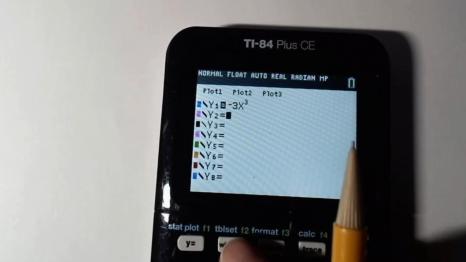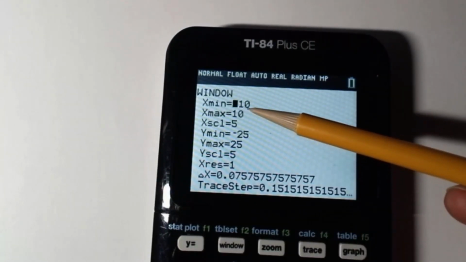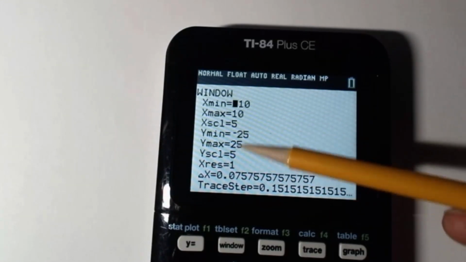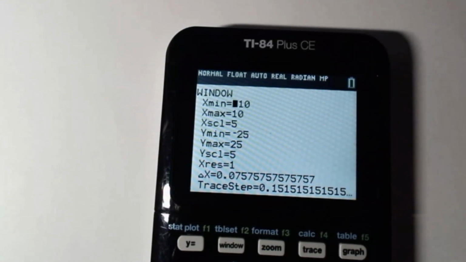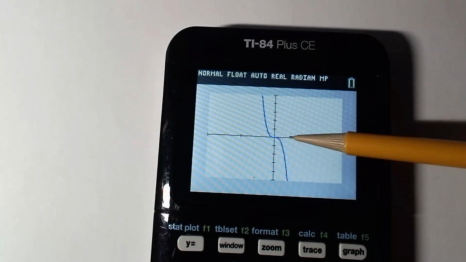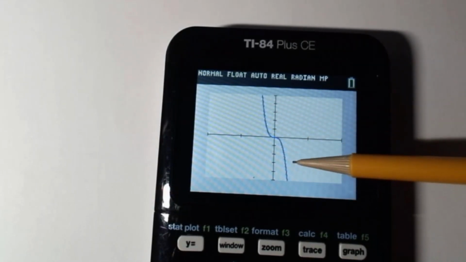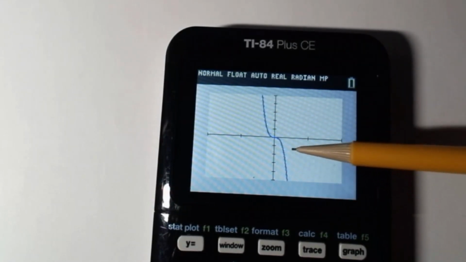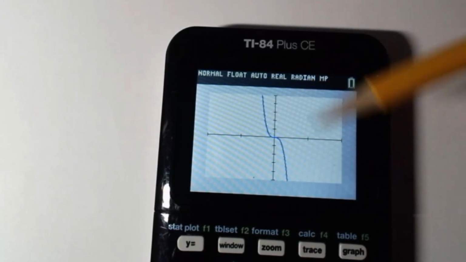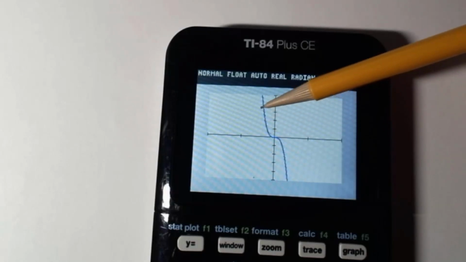Let's check our window. Okay, and I've got here x going from negative 10 to 10, y's from negative 25 to 5. The scales are 5. So this looks good. We could always adjust that if we can't get enough information from the graph. So let's go look at a graph. Okay, so here we see then that this is the graph of the function y equals negative 3x cubed, and we're looking for the end behavior, which means that we're going to look at both of these ends, right? So let's take a look at the left end.